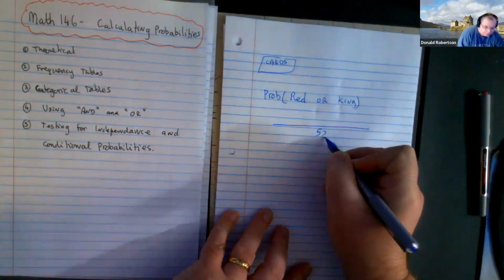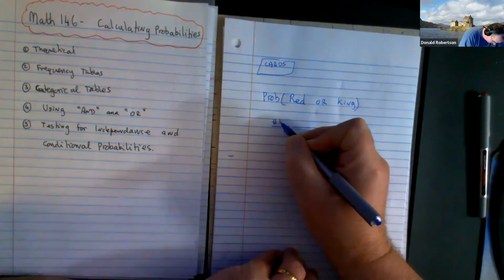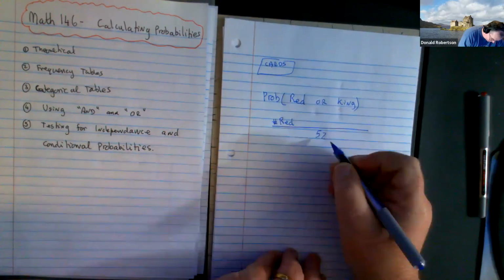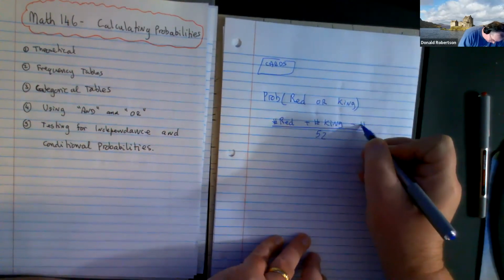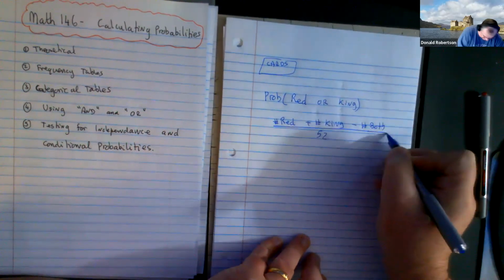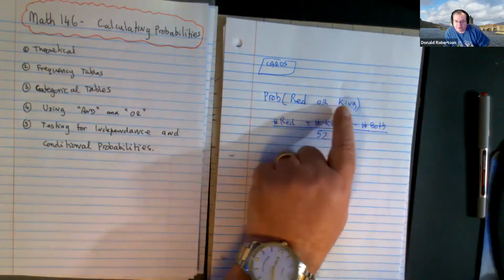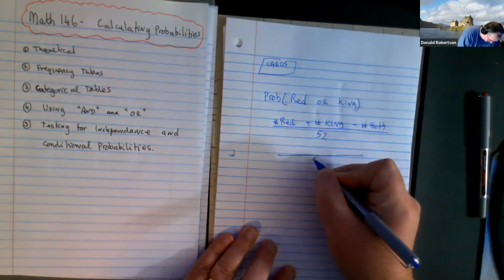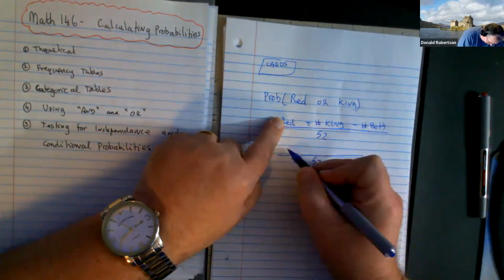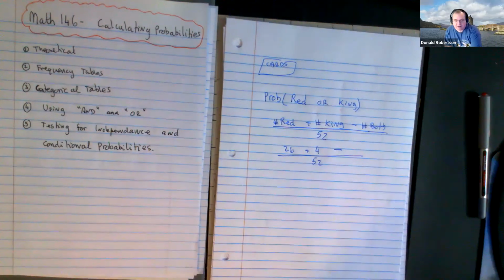So 52 goes in the bottom. It's going to be, for an or, the number of reds plus the number of kings, take away the number of boths. So that's basically how you calculate all ors, right? It's how many in the first group plus how many in the second group, and then subtract all the boths. So 26 reds, 4 kings. How many red kings are there? Because that's really what I'm asking when I say both.